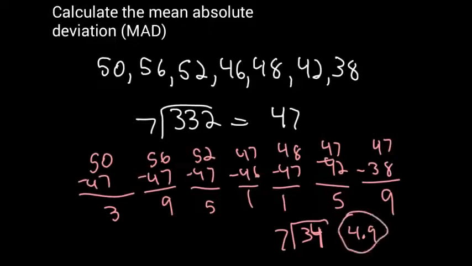But that's how you find the mean absolute deviation. Find the mean, take the mean, subtract it from all of your numbers, and then find the mean of that. Just make sure when you do your subtraction, all your answers are positive.